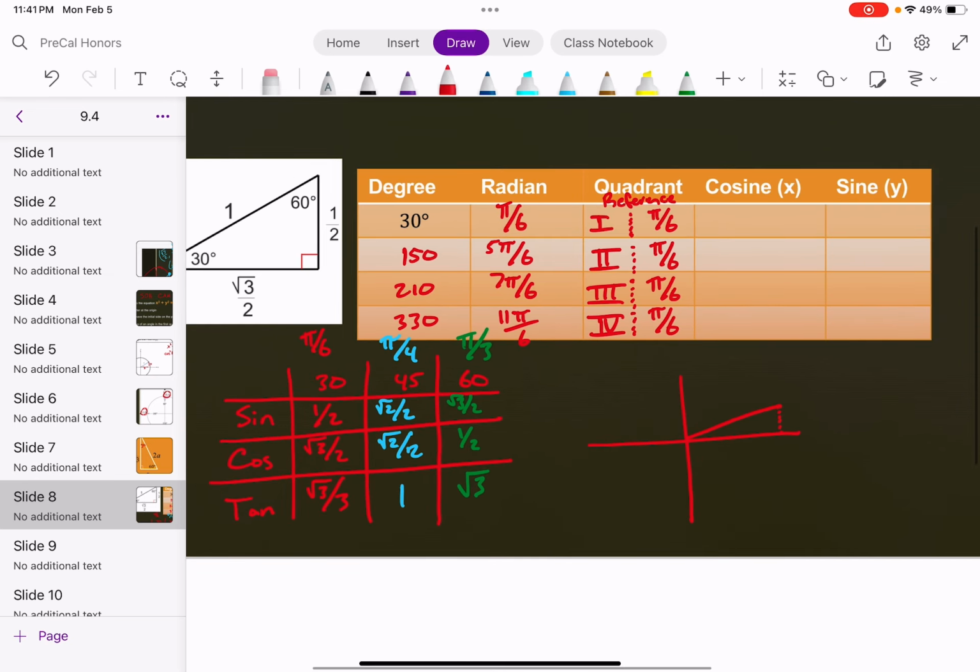Now, our cosine and sine will be different for each one of these depending on the actual degree that we're looking at. So in this case, if we're looking at the sine, now our cosine of x and our sine of y are going to give us that coordinate that we're looking for. In this case, we're looking at the cosine of x being positive square root of 3 over 2 and a positive 1/2.